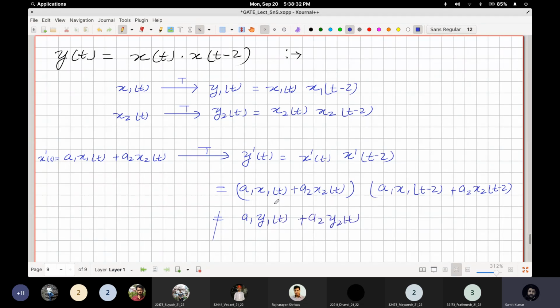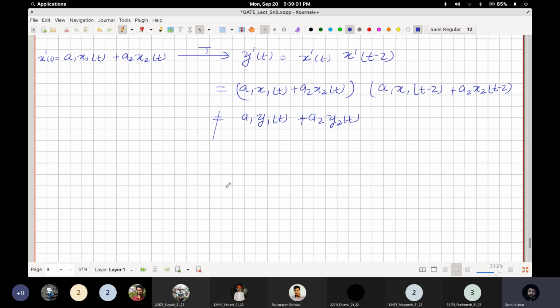You can multiply here. If you want, I can do that, but it's going to take some time. You can see that you will be getting a1 square x1 t into x1 t minus 2, isn't it? a2 square x2 t into x2 t minus 2. So instead of a1 x1 t and x1 t minus 2, you are getting a1 square, isn't it? So that's why this will not be equal to a1 y1 t plus a2 y2 t. So this system is non-linear.